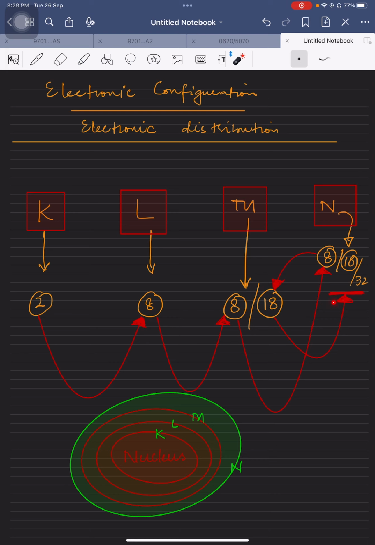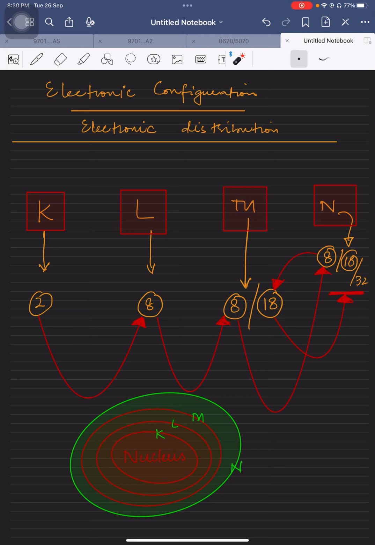Now I'm repeating the whole concept. Okay. First of all, how many electrons will we fill in the K shell? 2. Then we will go to L. Here we are going to fill 8 electrons. Then we will move to M. How many electrons? 8. Then we will move to N. How many electrons? 8. Back to M. How many electrons? 10 more to make this 8 into 18. And then back to N, and fulfill this N shell, and turn this 8 into 32.